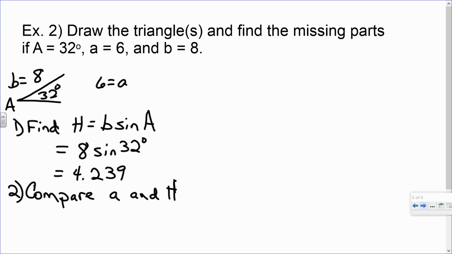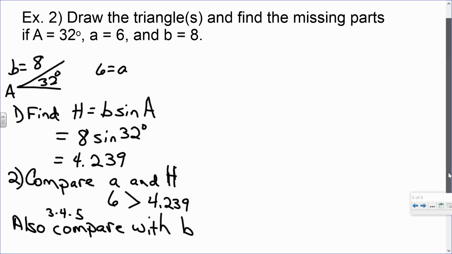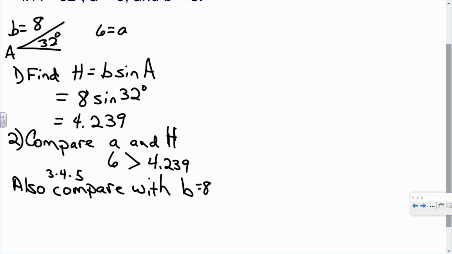Then we compare A and H. And in this case, A is 6, H is 4.239. A is longer than that. So it's long enough to come down. We're going to have a triangle. It's too long to be a right triangle. So we know from that that it has to be from those pictures, picture 3, 4, or 5. So that means we also need to compare with B, which was our adjacent side, which was 8. So in this case, 6 is between that adjacent side and what the height would have to be. So this is the ambiguous case.